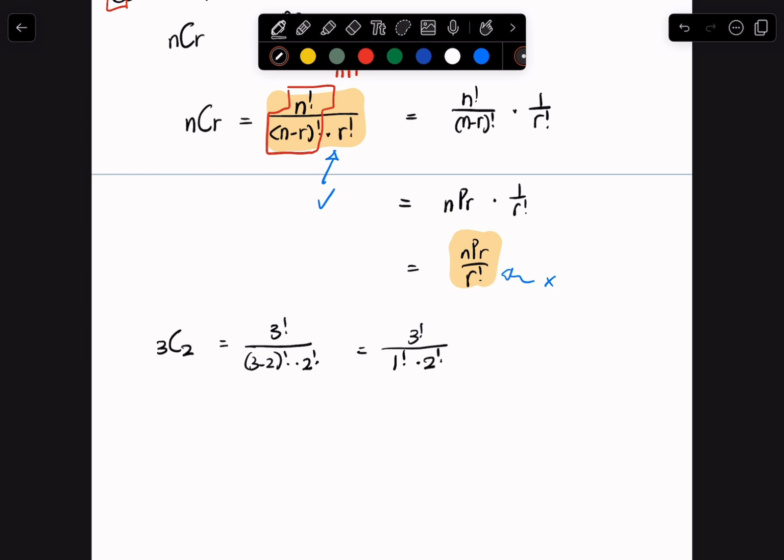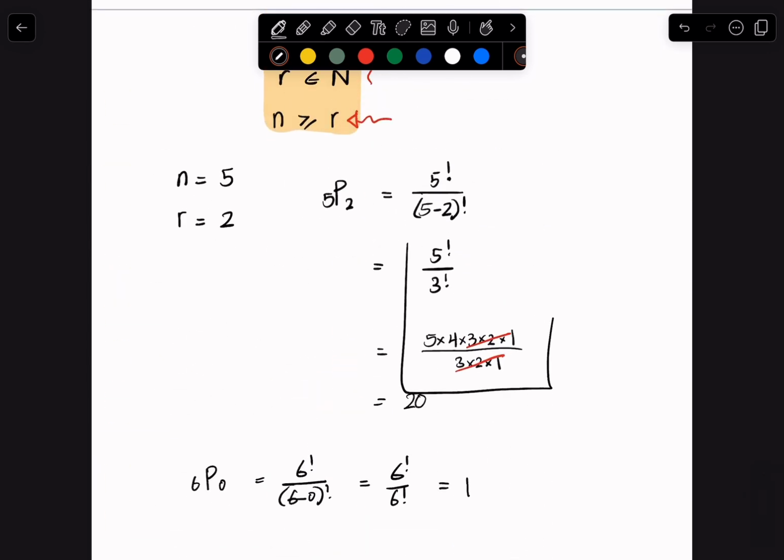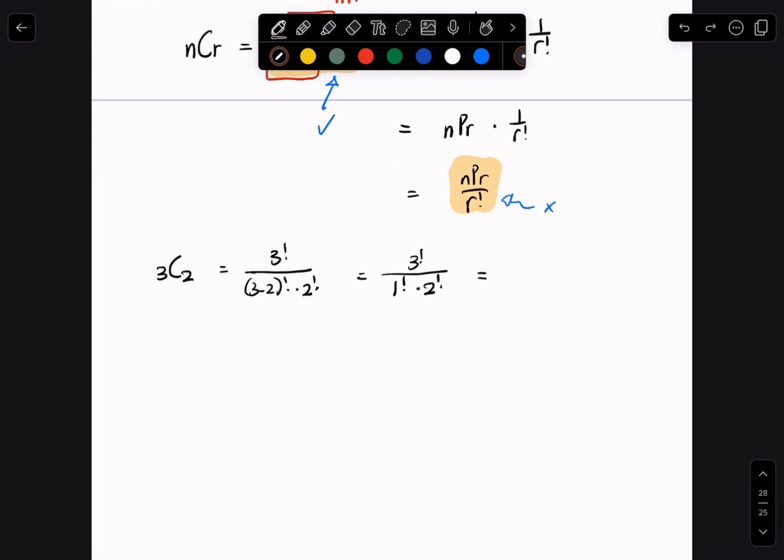To calculate this, we can use the same idea as in the previous example. We can expand the factorial and reduce the fraction. So 3 factorial will be 3 times 2 times 1, which is 6. For the denominator, we know that 1 factorial is 1 and 2 factorial is just 2. 1 times 2 equals 2. So the final answer will be 3.